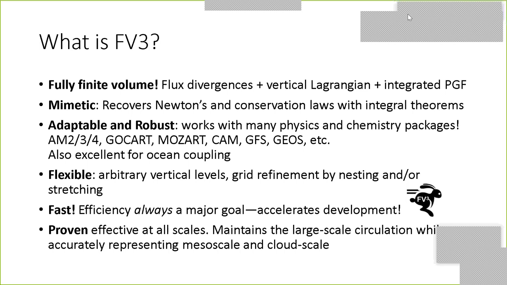FV3 is a flexible dynamical core. It is very good at using an arbitrary set of vertical levels, and has a very powerful set of grid assignment techniques. FV3 is also a fast dynamical core. Efficiency was always considered when developing FV3. This is important not just because it saves the user's time waiting for the forecast, but also accelerates the development process. Finally, FV3 has been proven to be effective at all scales, from the very coarsest climate simulations to convective scales. It is designed to maintain the larger scale circulations, while accurately representing mesoscale and cloud scale circulations.